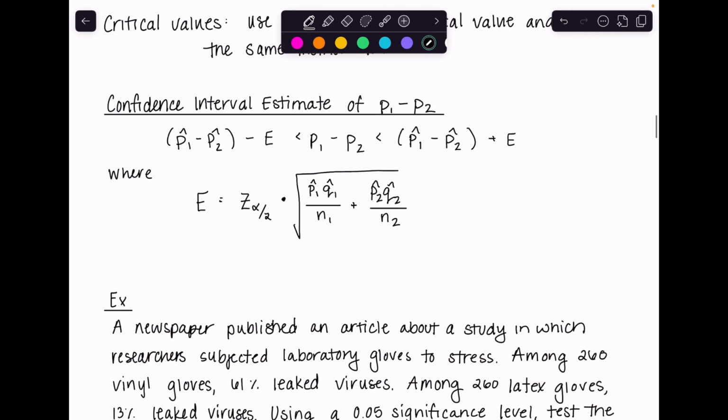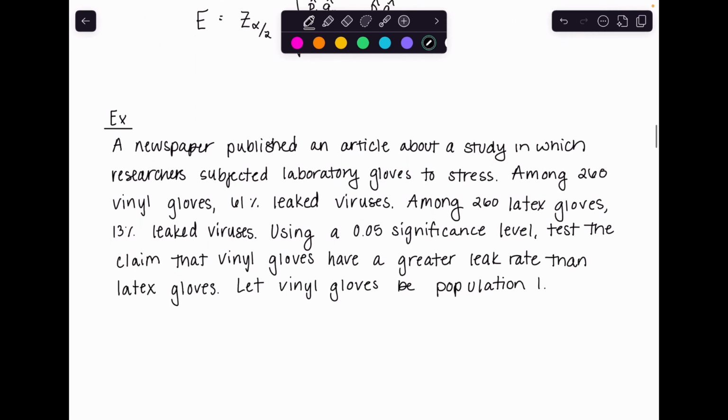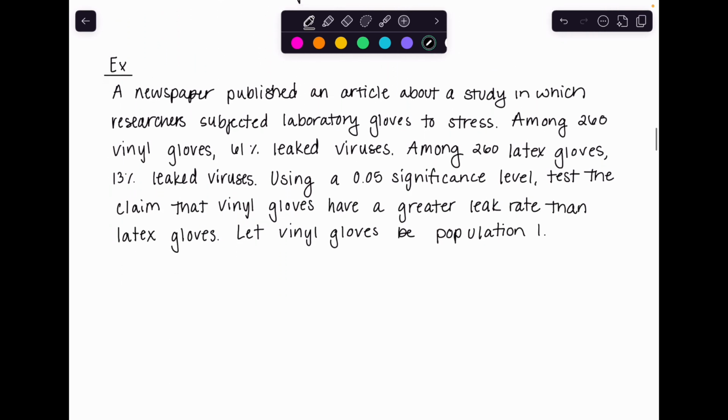So the example we're going to start with, we're told a newspaper published an article about a study in which researchers subjected laboratory gloves to stress. Among 260 vinyl gloves, 61% leaked. Among 260 latex gloves, 13 leaked viruses. Using a 5% significance level, we're going to test the claim that vinyl gloves have a greater leak rate than latex gloves. And we're going to let vinyl gloves be population 1.